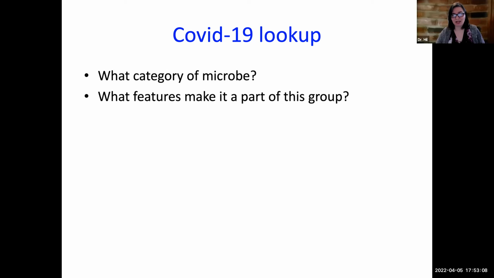I think everybody knows this. So before we take our break, which is our next item, let me just ask you to put in the chat what category of microbe COVID-19 is.